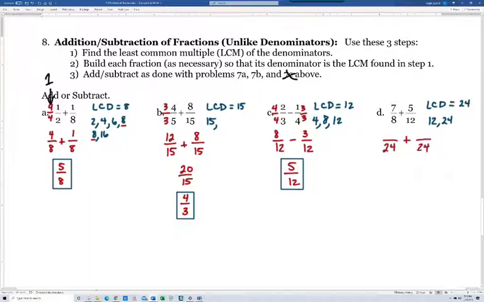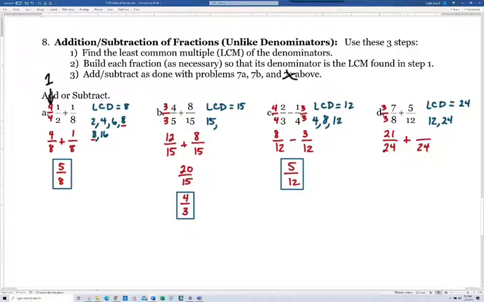So we're going to rewrite the fractions with a denominator of 24. So we're going to multiply the 8 there by 3. So the numerator also gets multiplied by 3. So we're going to get 21 over 24. Again, that's equivalent to 7/8. Just now we have the denominator we need.